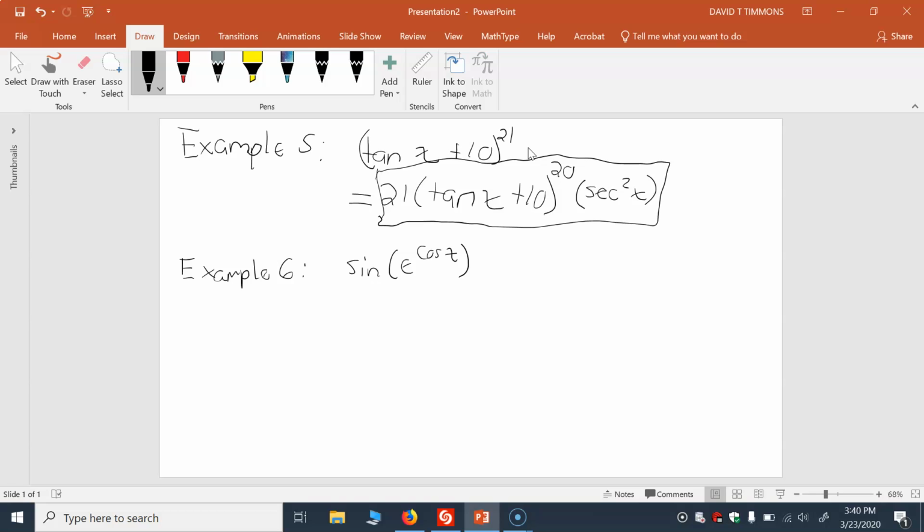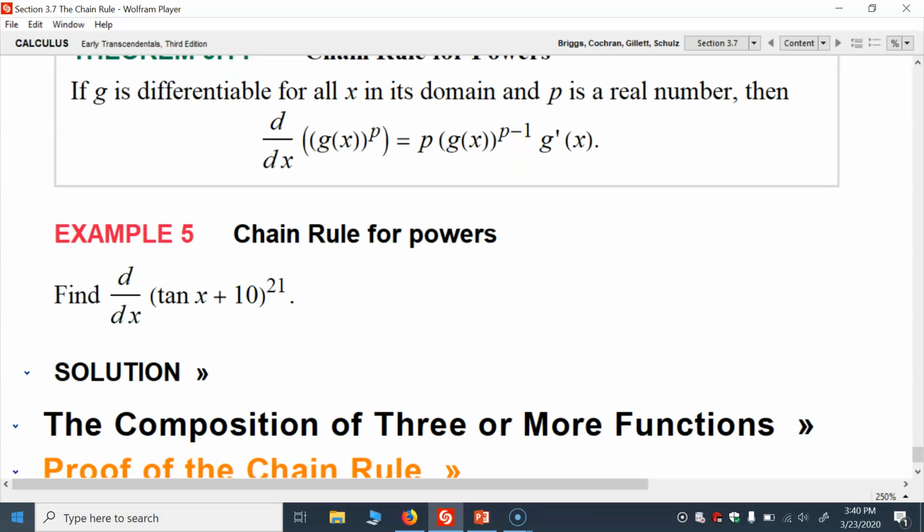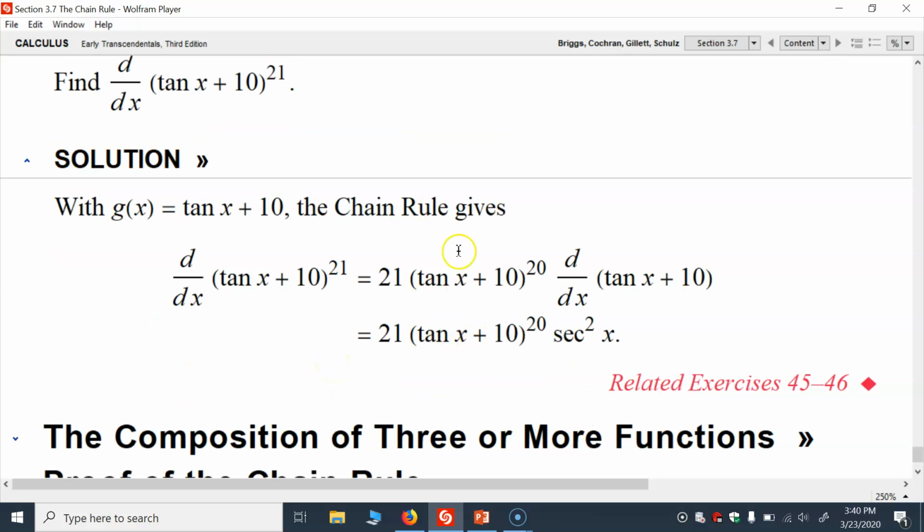for example 5. So if I just go back to the text for a second and show you the solution, maybe a little cleaner than my sketch, but right here that 21 comes out front, copy over the inner function, and 21 becomes 20, and then the derivative of tangent of x plus 10, secant squared x. If you really wanted to, you could maybe move the secant squared x out in front here with the 21, but not a big point there.